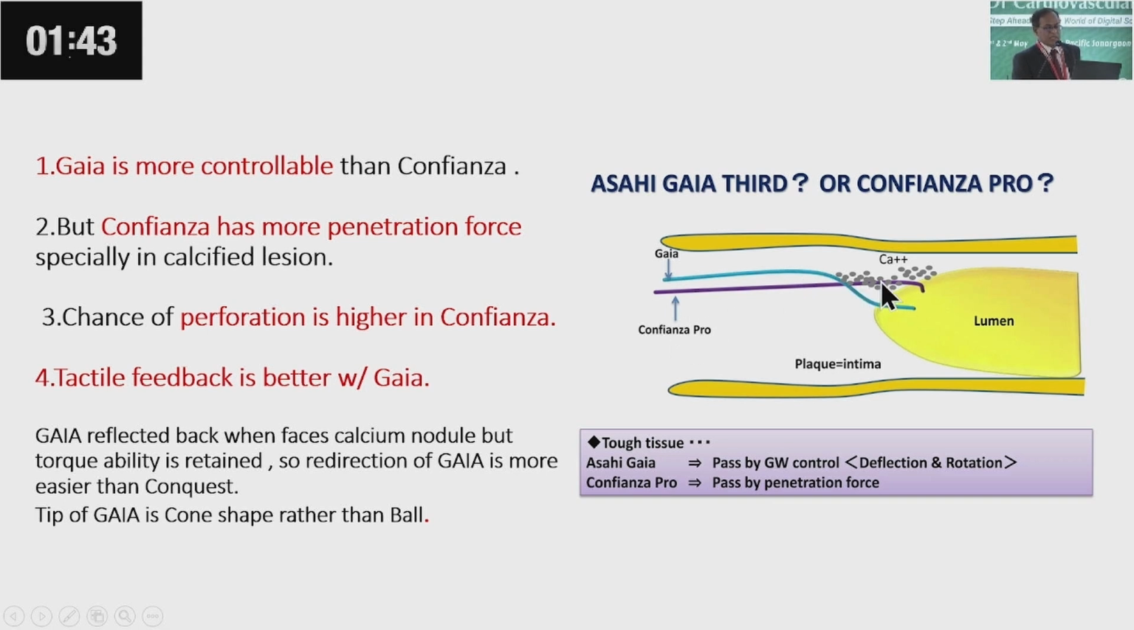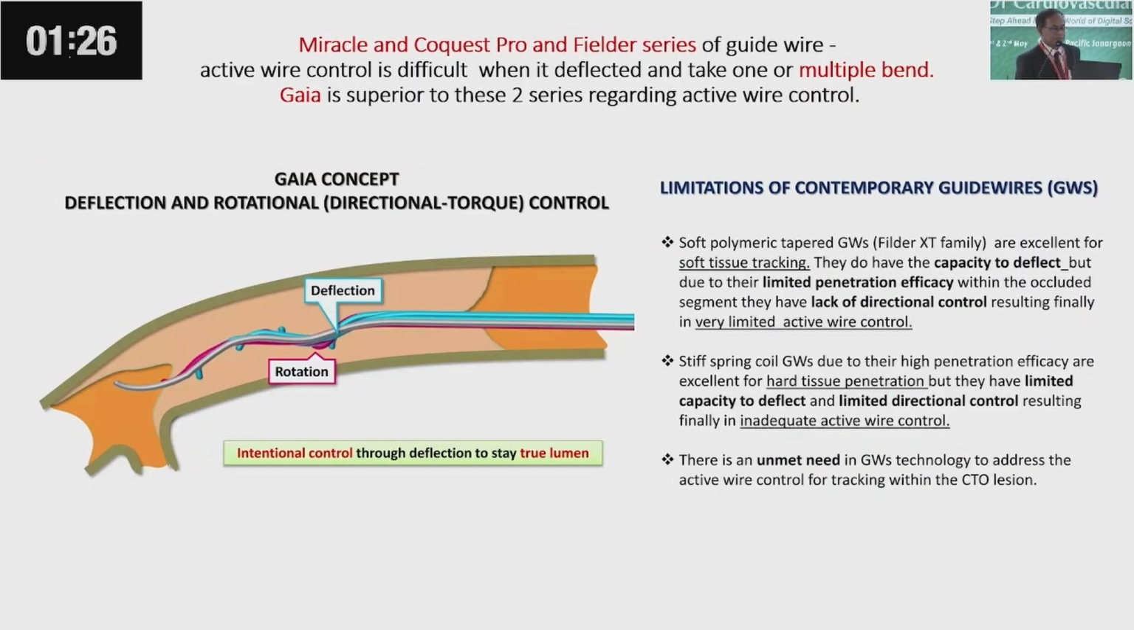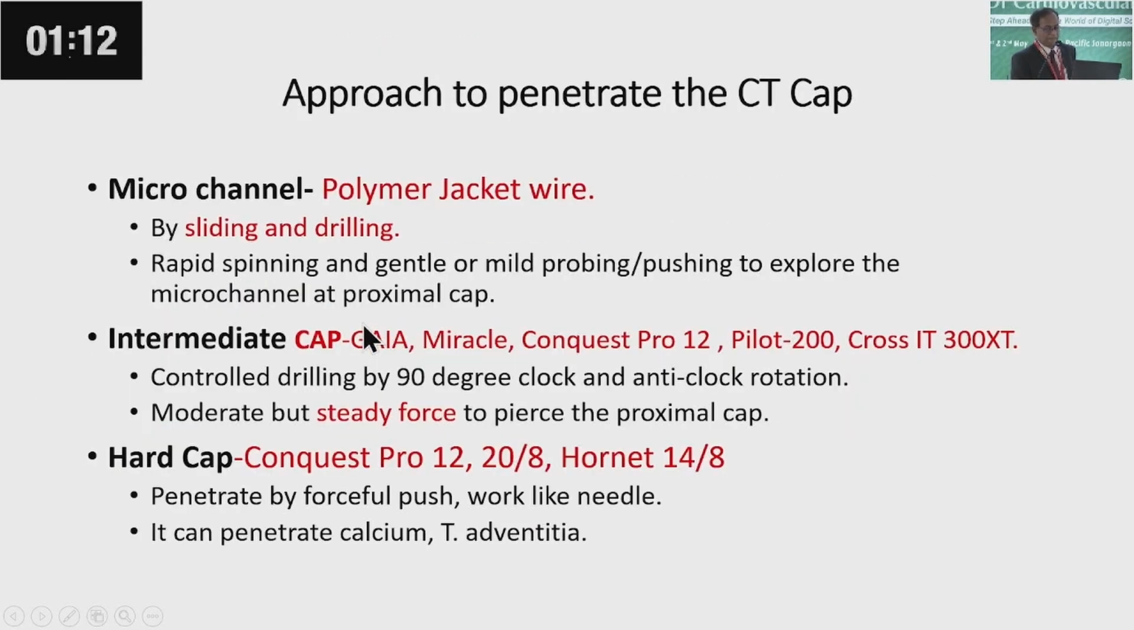But the Conquest has another advantage. It can penetrate the calcium, even the adventitia. The Gaia has the advantage that the chance of perforation is less, and control and feedback are better with the Gaia series than the Conquest. So this is the mechanism why Gaia is better even after several bends. You have good control of the tip of the Gaia. That is not feasible with the Conquest.